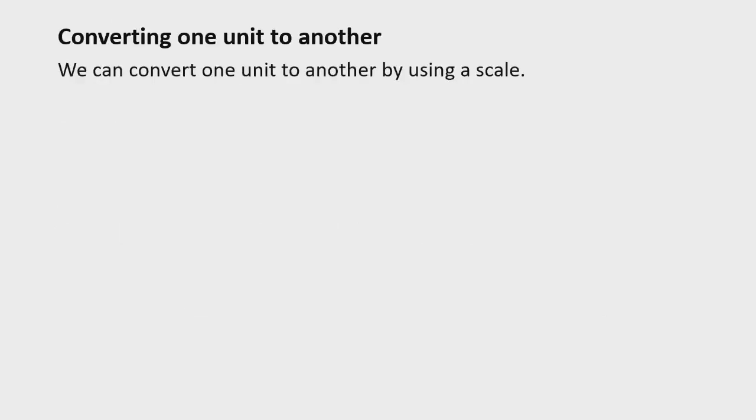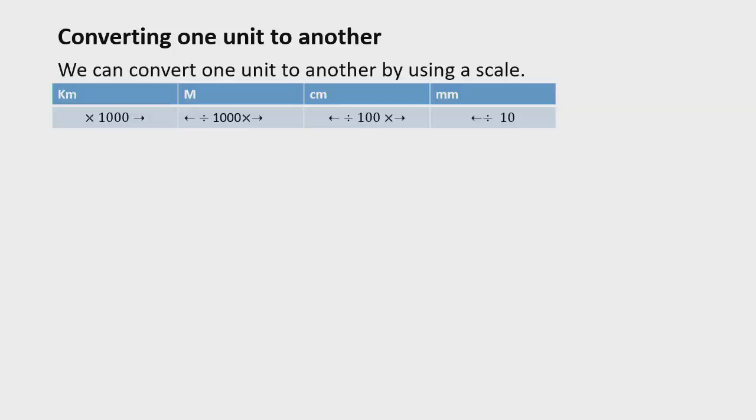Now, we can convert one unit to another by using a scale. I want to give you a scale here for distance, for example. If you have to convert kilometers to meters to centimeters to millimeters, there is one thing that you need to keep in mind. When you move from millimeters to centimeters, you multiply by 10. When you want to move from centimeters to meters, you multiply by 100. And when you want to move from meters to kilometers, you multiply by 1,000.